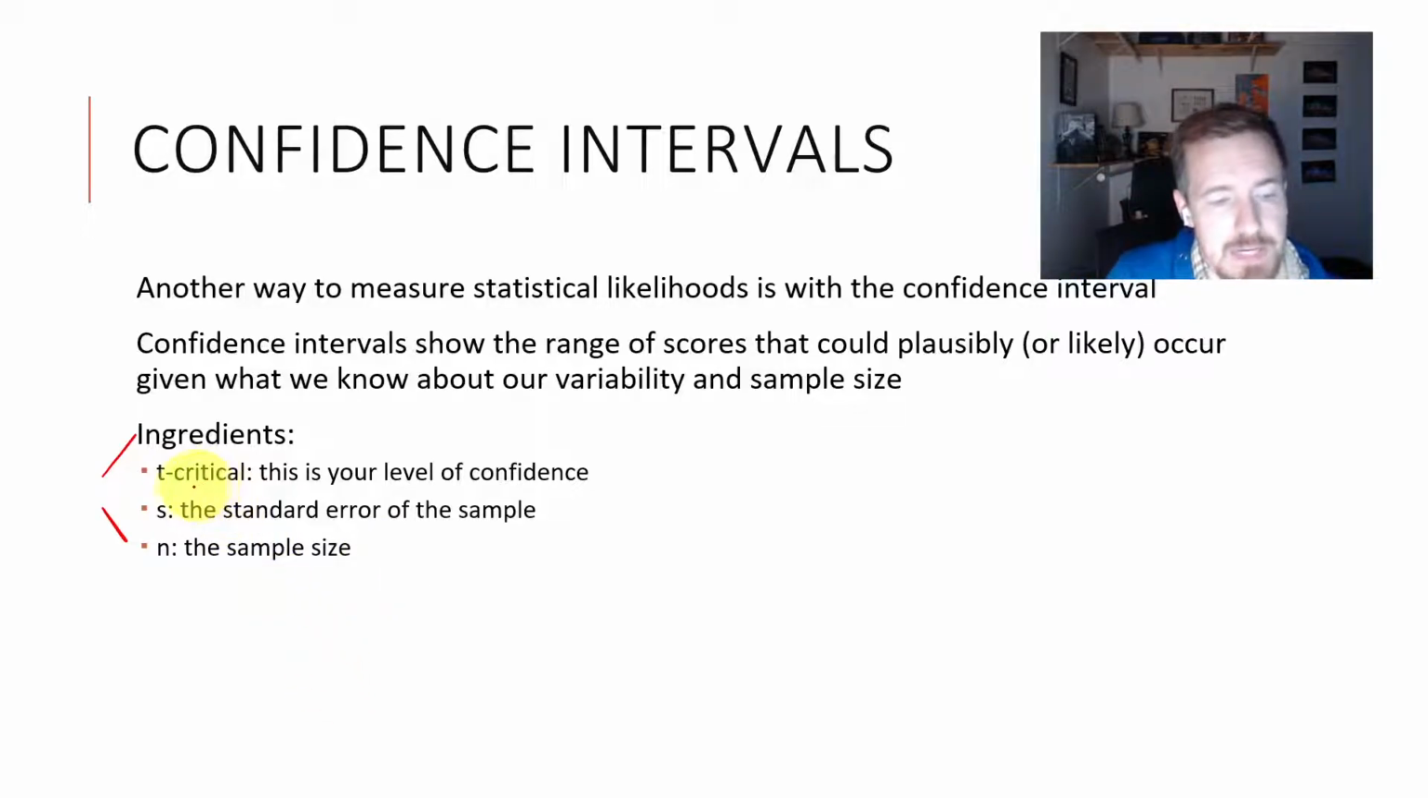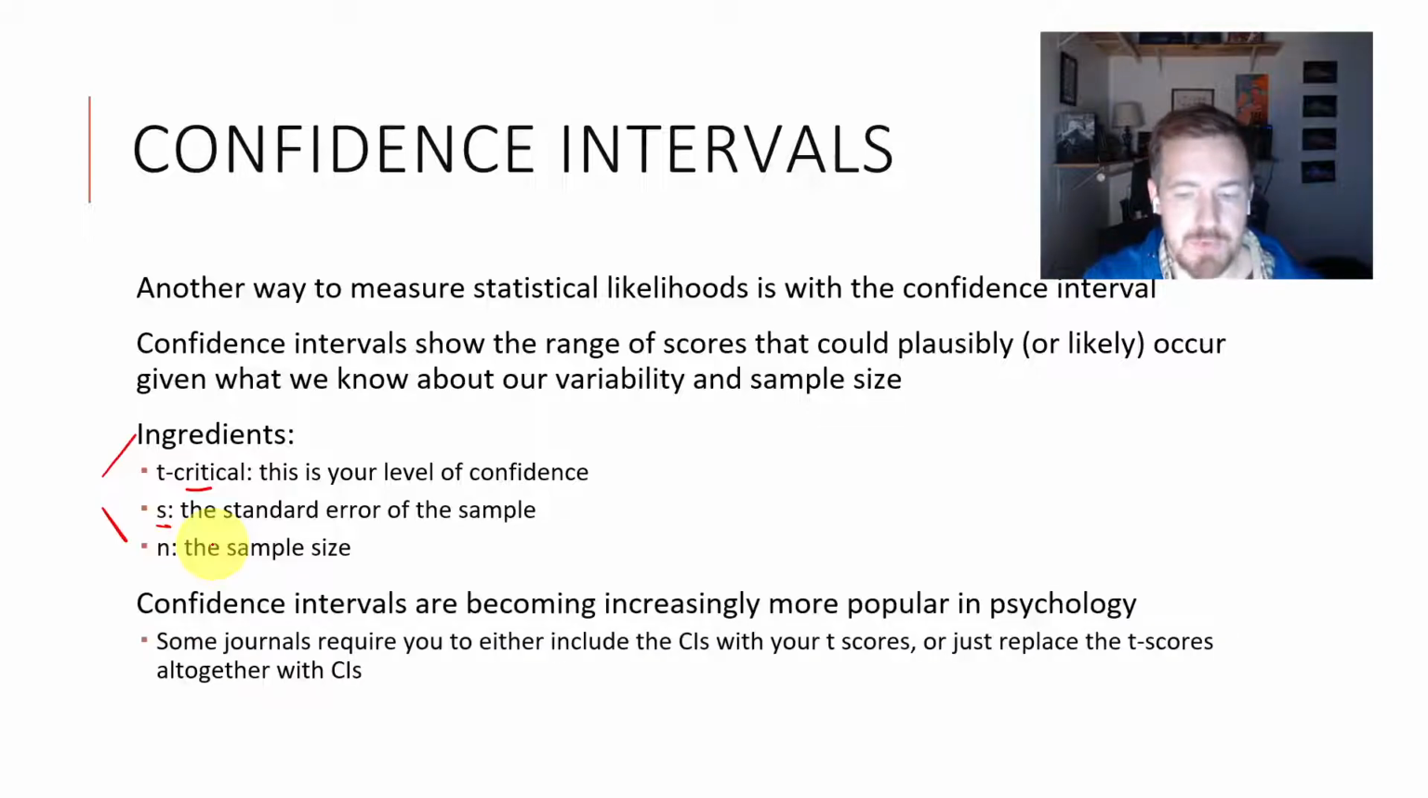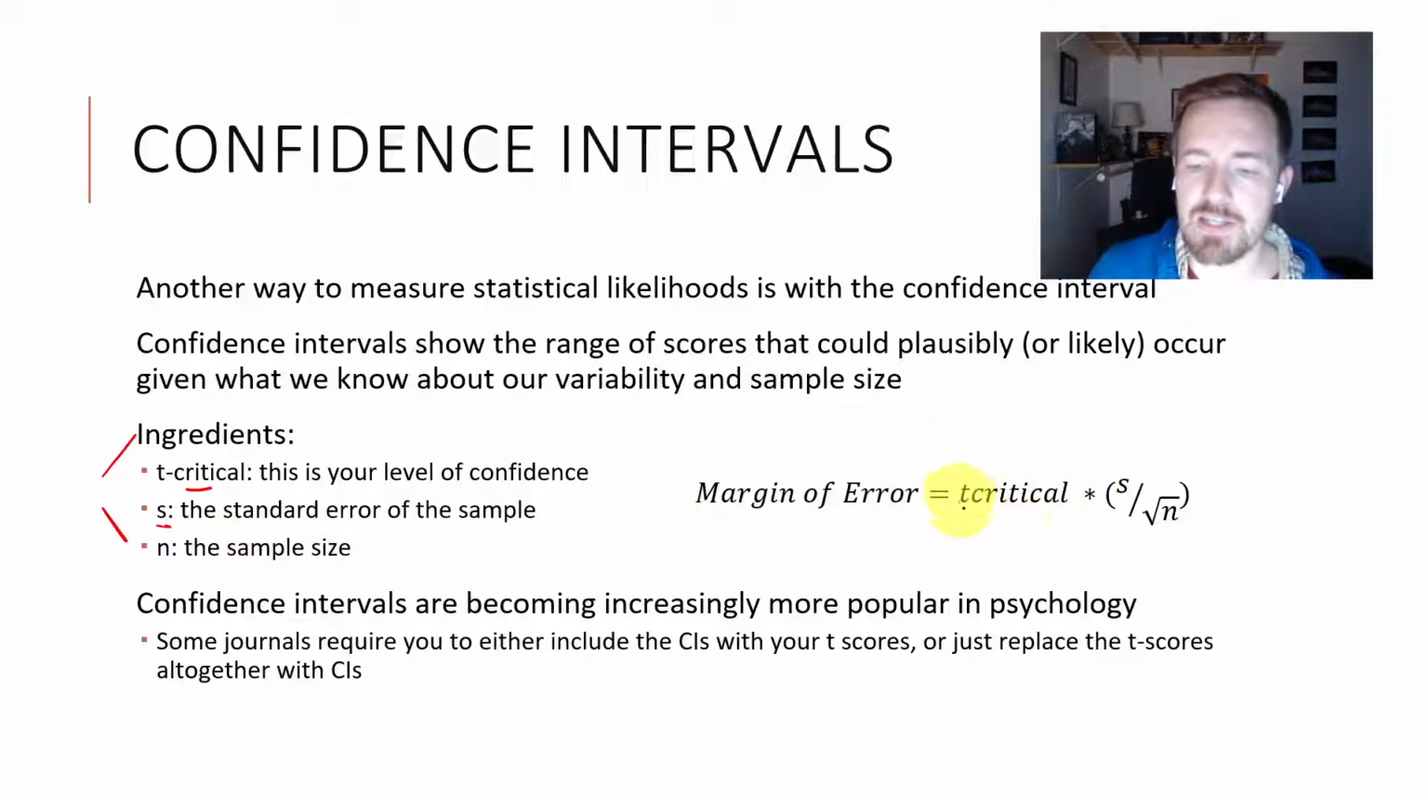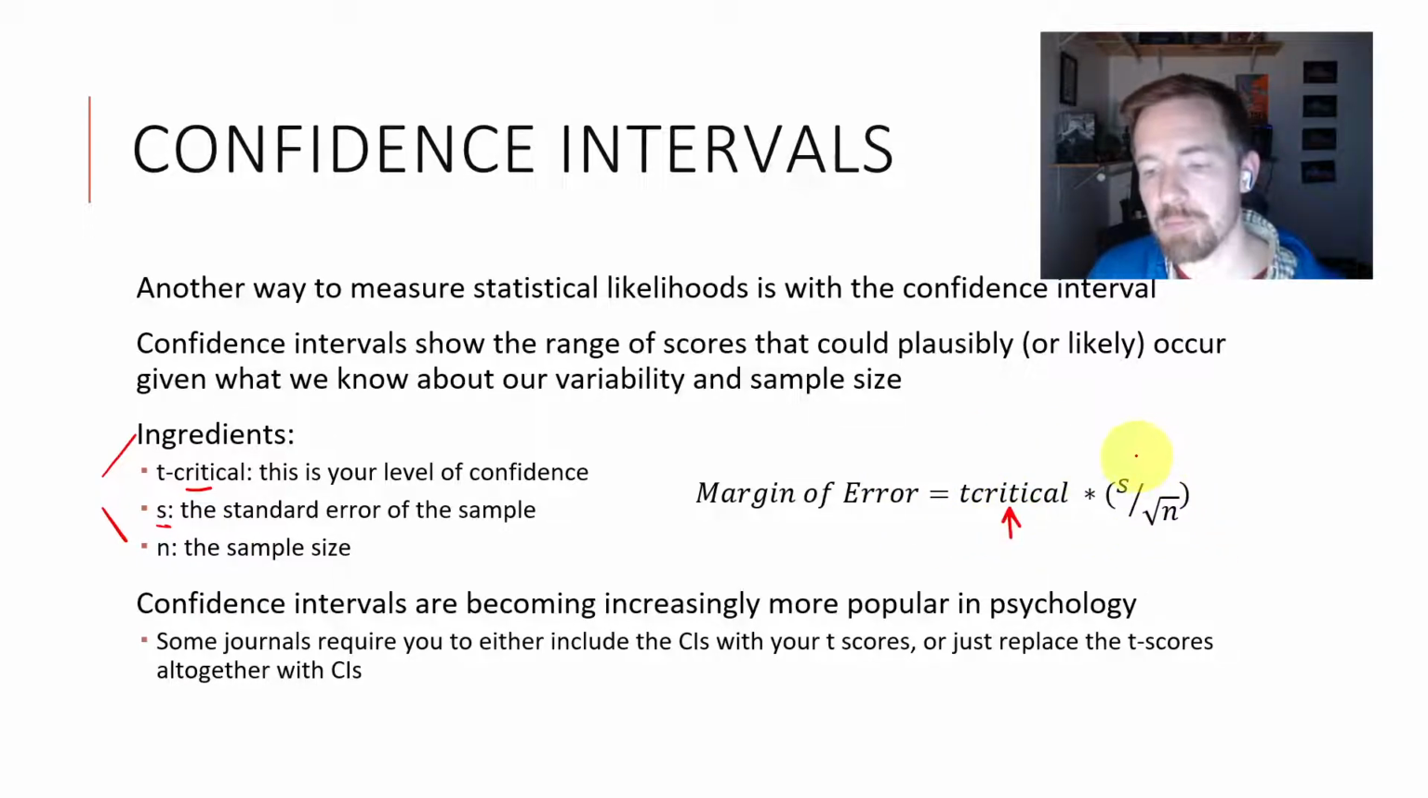The ingredients that we need are the t-critical score, the S, so the standard error of the sample or the sampling error, and then the sample size. Those are the ones that we need. All right, so here is the formula for that. We are going to plug in our t-critical, and then we are going to plug in our sampling error. So why is it that we're putting in the t-critical instead of the t-obtained? That's a great question. Thank you for asking.